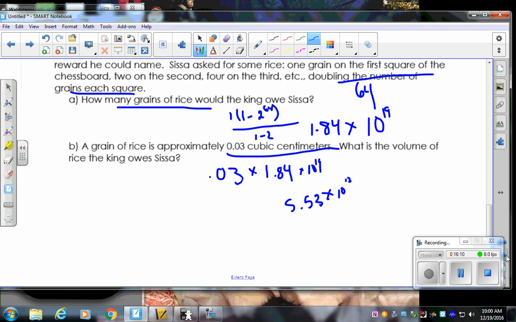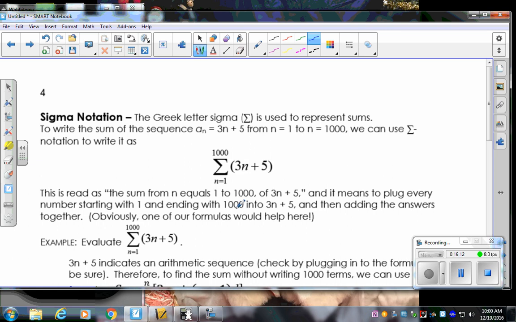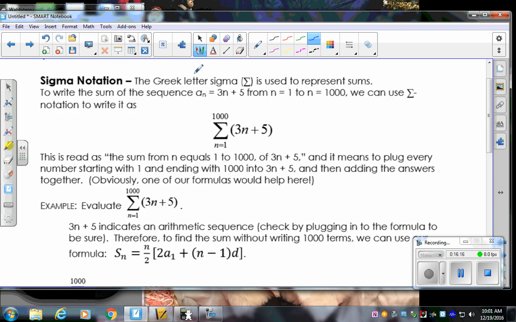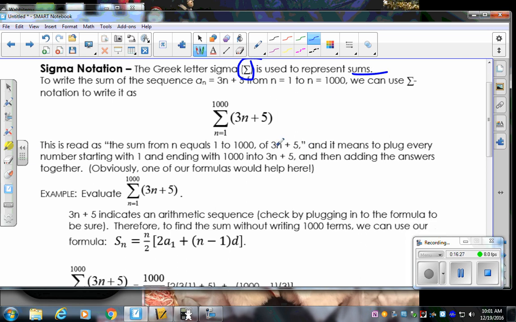Okay, let's skedaddle on. All right, we'll do sigma now, and then we'll do infinite at the end. Okay, so sigma notation is a Greek letter, sigma, and it means the word sum. So it's just another way of showing you to find me the sum, to evaluate a series using this. Okay, so this is what it says. Here's the rule, 3 times n plus 5, and this is your explicit arithmetic. It's just simplified.